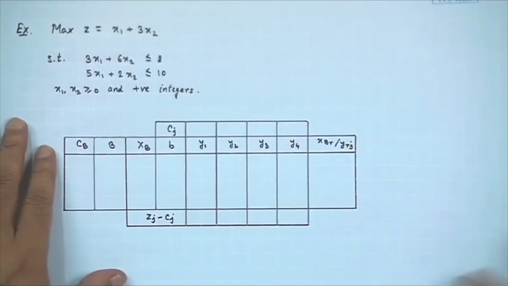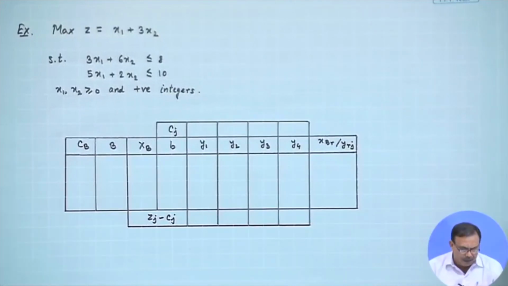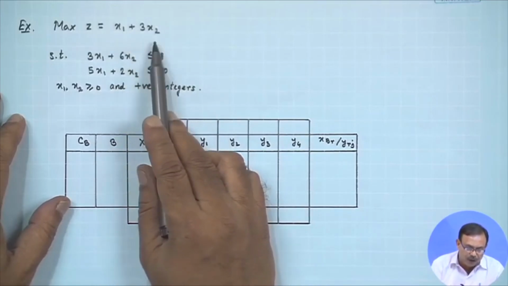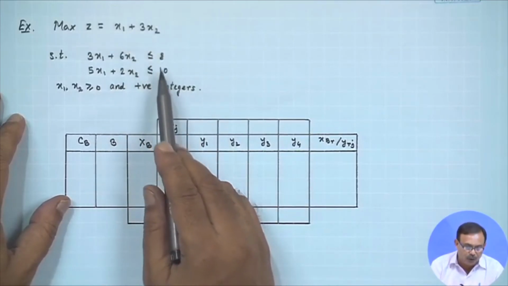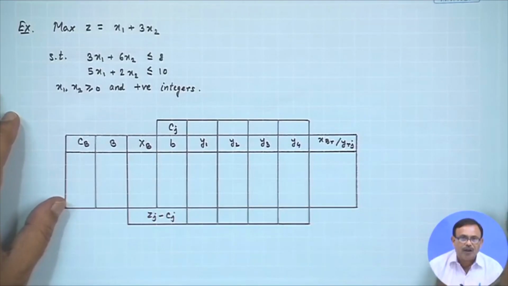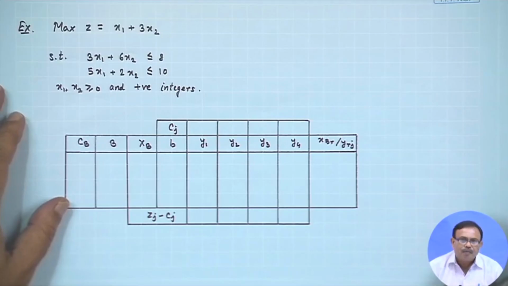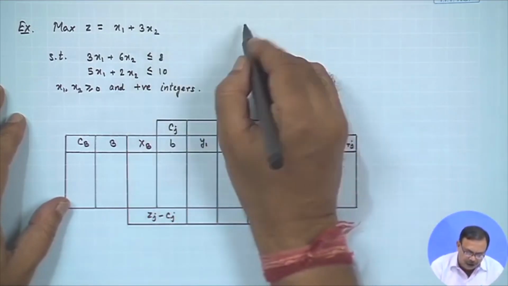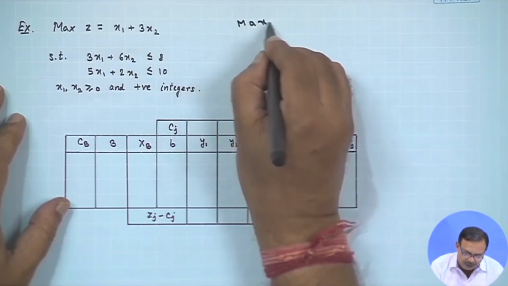Now, let us take this example. We may not be able to finish this example, but let us start this one. We have a problem: maximize z equals 3x1 plus 3x2 subject to two constraints. For simplicity, we have taken one simple example by which we will show you how the algorithm for IPP works. So, at first you write it in the standard format, that is, it is already a maximization problem.